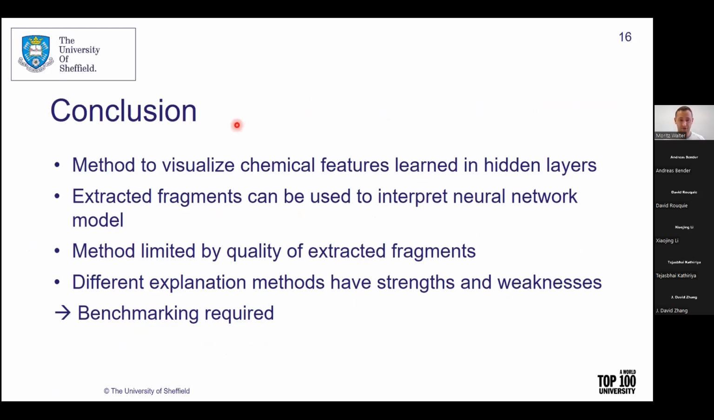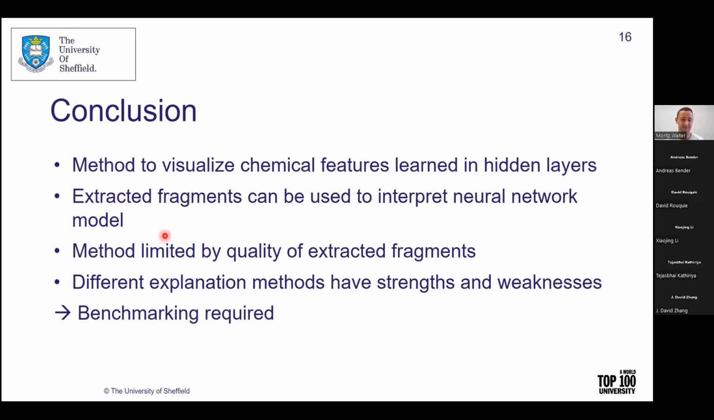Right, to conclude, we've developed a method to visualize what chemical features are learned in hidden layers of neural networks. And we have developed a method for how we can use these discovered fragments to explain the neural network, so the predictions that are made by the model.